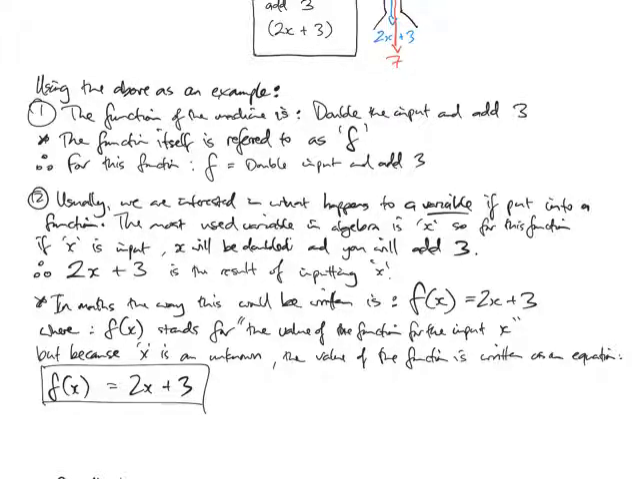So using the example as above, let's have a think about the first point, that the function of the machine is to double the input and add 3. So the function itself, the function mathematically, we refer to as f in lowercase. So for this function, f is to double the input and add 3. So that's the first point we need to get out of this video, is a function is doing something to inputs.